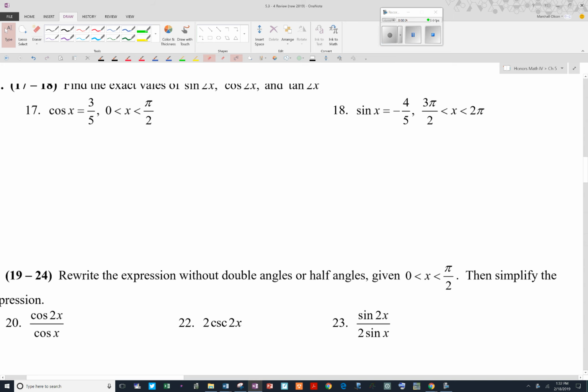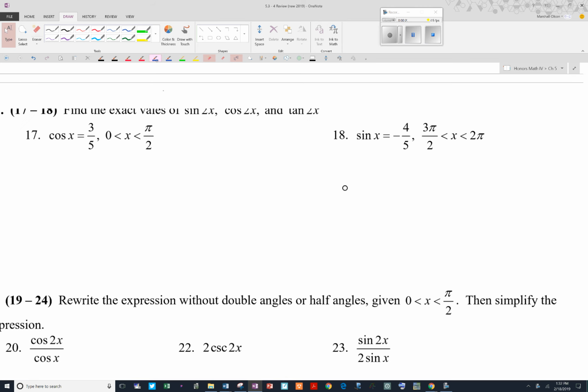And 17 and 18 are both asking us to find the exact values of sine, cosine, tangent of double angles, given, in number 18's case, the sine of x. So we're told that x is in quadrant 4, okay?